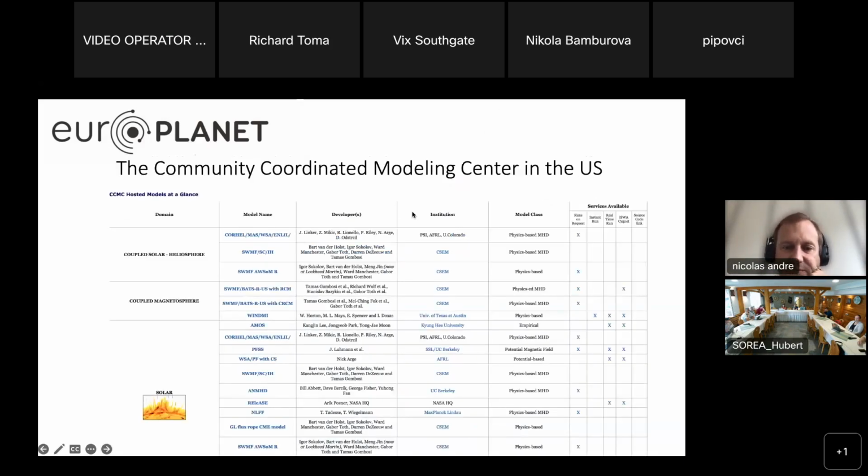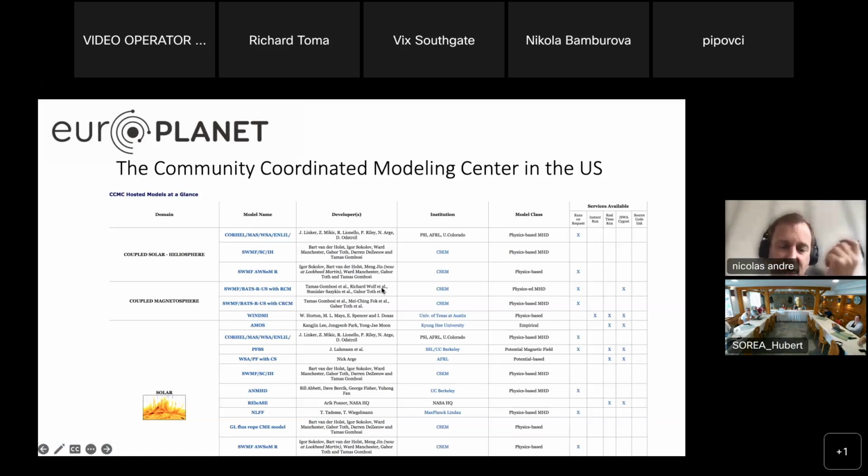SPIDER. In the States, some of you know the Community Coordinated Modeling Center, where they store, archive, and make usable a lot of numerical simulations for the sun, the heliosphere, and the planets. You can see here some services described and made available to the community. There is a lot of funding in the States for that. And they developed run and request, instant run, real-time run from those systems.